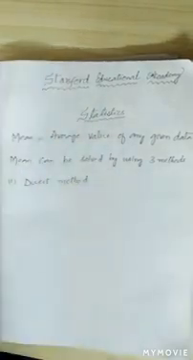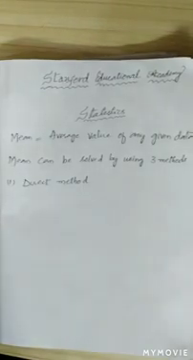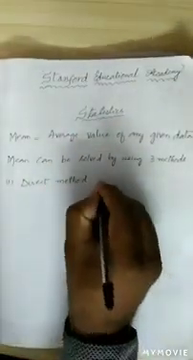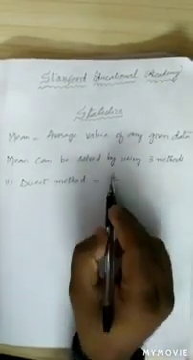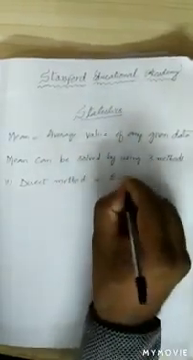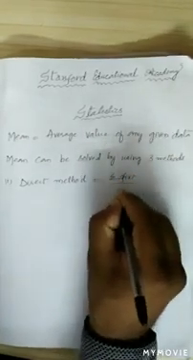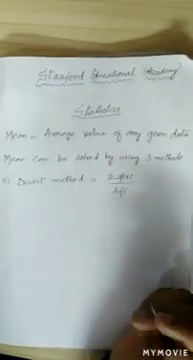We have a very simple formula for the direct method, which you already learned in your earlier classes. The formula is sigma. This is called sigma, also known as summation. Whenever we have to add values, we use this symbol, sigma. So the formula for the direct method is sigma fi xi by sigma fi.